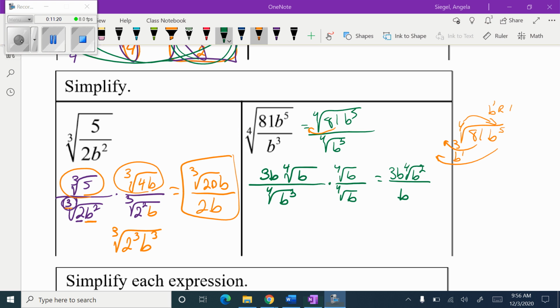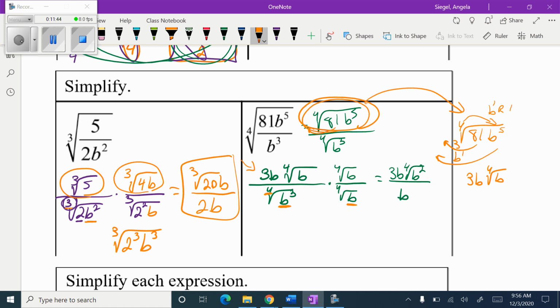See what you can do with this one. Okay, this problem is a bit of a doozy. The first thing I noticed is that I could simplify this. So I went over here and simplified it, and I got 3b times the fourth root of b. So that's where this comes into play. I also noticed that I had a group of 3 b's here, and I needed to get to 4, so that's why I multiplied by that b to the first.